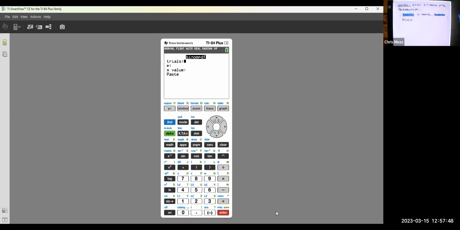So, binomial PDF. I can enter in my trials, 20. I enter in P, 1 divided by 2. We are interested in the probability of exactly 10 heads if we flip our coin 20 times. We'll paste that in, and there we go. Once it's in there, I'll hit enter, and I'll get 0.1761, or 0.176. I'm going to note that 0.176, to 3 significant digits.